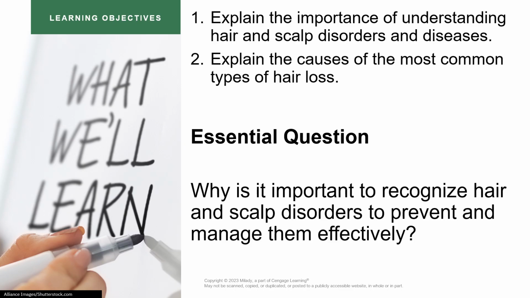Our learning objectives will be: number 1, explain the importance of understanding hair and scalp disorders and diseases. Number 2, explain the causes of the most common types of hair loss. The essential question for the entire chapter is, why is it important to recognize hair and scalp disorders to prevent and manage them effectively?